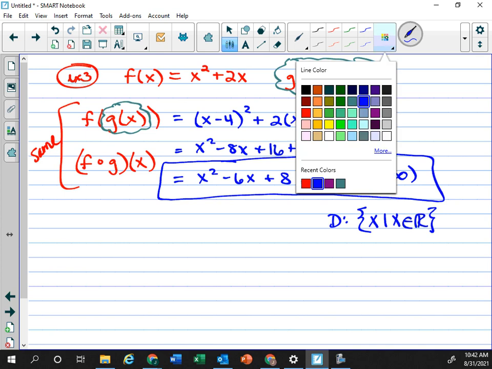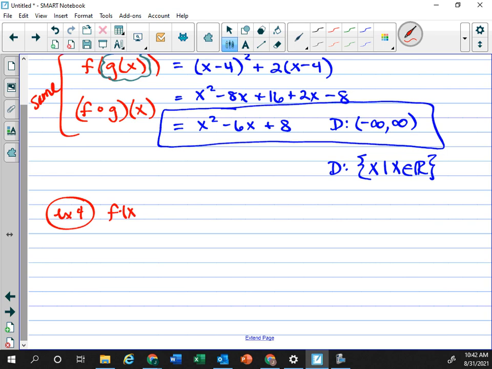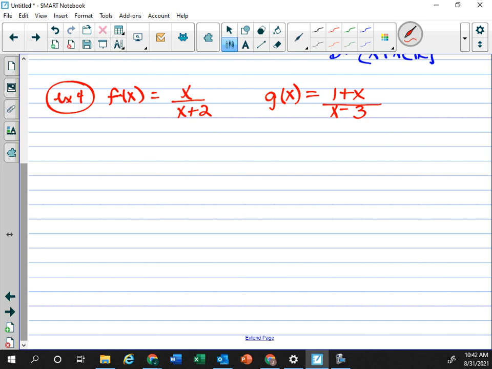All right, questions on that one? That was a pretty simple composition one to start with. Let's throw some more rationals in there. So let's do f of x is equal to x over x plus 2, and g of x is equal to 1 plus x over x minus 3. And we are going to again find f of g of x.